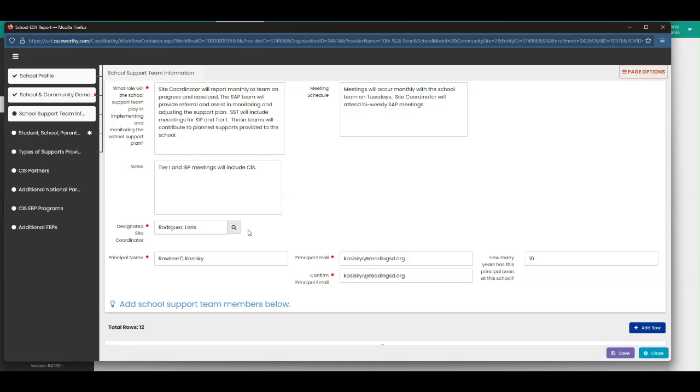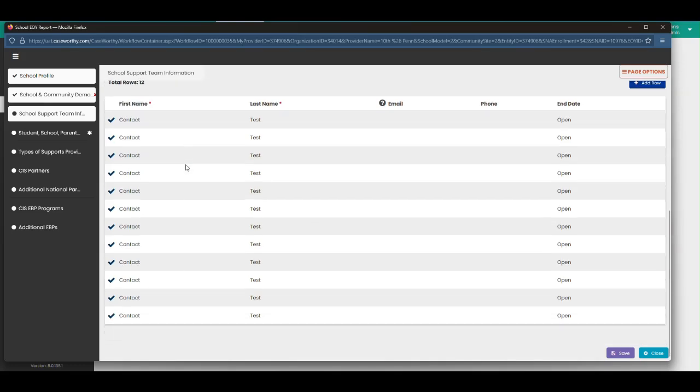So if you replace someone and you see someone else's name there, let us know and we'll make a change. We'll change it for you if you can't change it yourself. But you should be the designated site coordinator if you're there. And then your support team information will appear here. So just verify that all that is accurate.